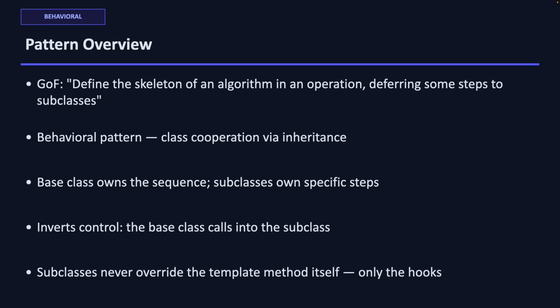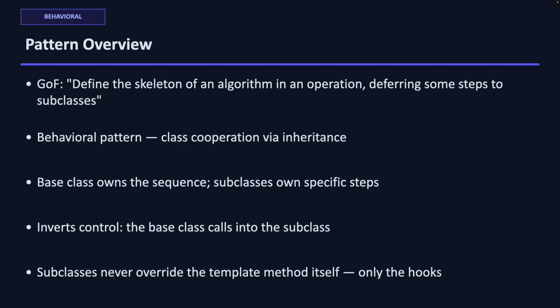The Gang of Four definition is precise. It defines the skeleton of an algorithm in an operation, deferring some steps to subclasses. The template method lets subclasses redefine certain steps of an algorithm without changing the algorithm structure. That part, without changing the algorithm structure, is very much the whole point of the template method pattern. The base class owns the sequence. The subclasses themselves own those specific steps.